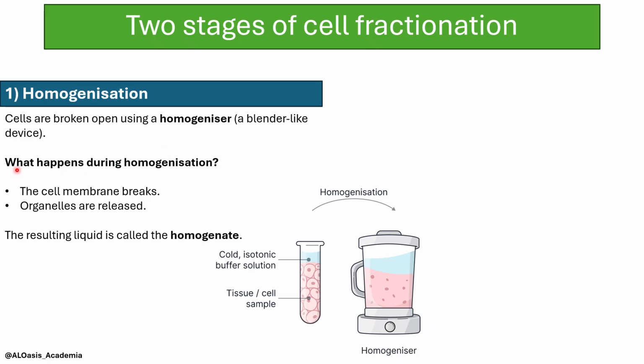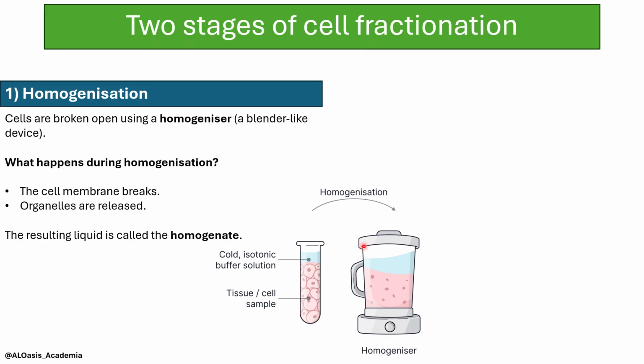If you are asked in an exam what happens during homogenization, basically the cell membrane breaks and organelles are released. The resulting liquid after homogenization is called the homogenate. So the homogenate is the resultant liquid.